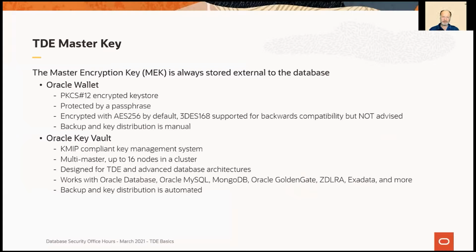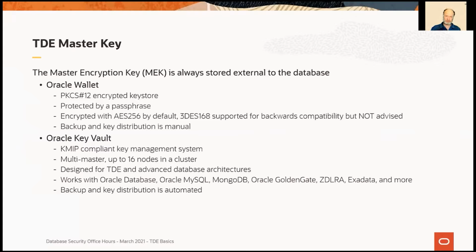If you store your master encryption key in an Oracle wallet, then that key is protected by a standard called PKCS12. It's basically an encrypted file that sits out on the operating system, and the encryption is done using a passphrase that you use when you create your wallet. The strength of your encryption is AES 256, and the key is the passphrase. So the stronger your key, your passphrase is, the better your encryption is, right?